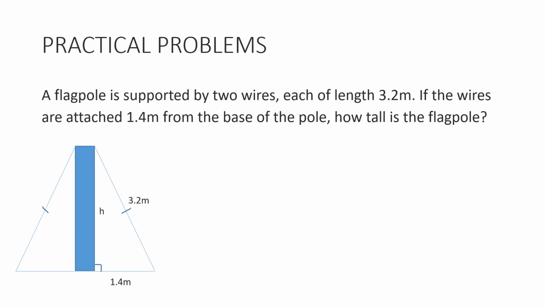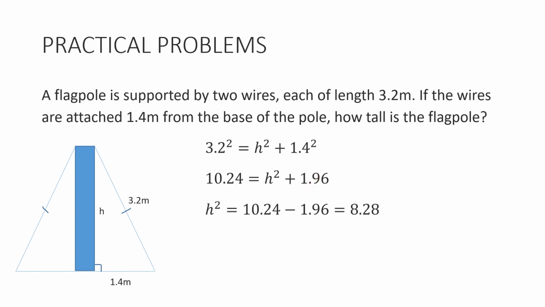Okay, so 3.2 squared is equal to h squared plus 1.4 squared. Let's work these two out. 10.24 is equal to h squared plus 1.96. Subtract 1.96 from both sides. So h squared is equal to 8.28. Then finally do the square root. H is equal to the square root of 8.28, which is 2.88 meters.